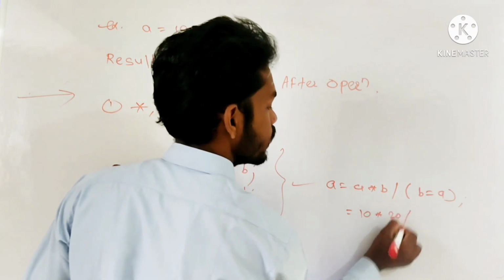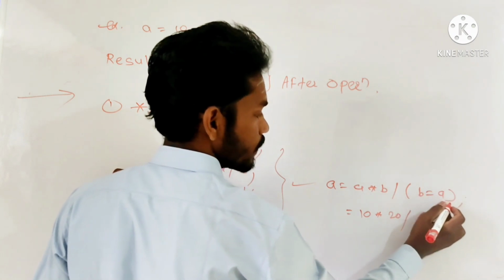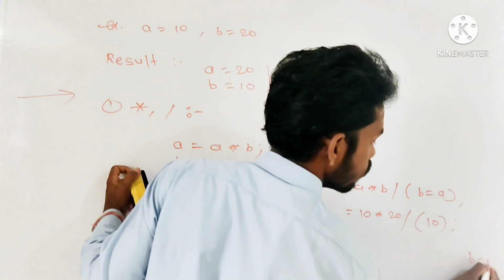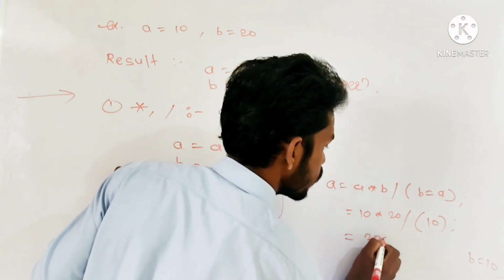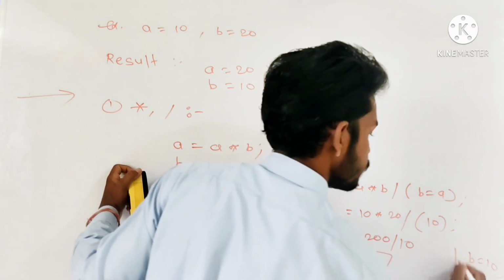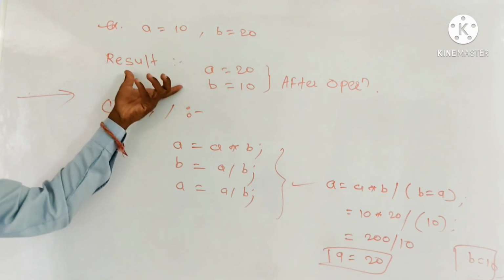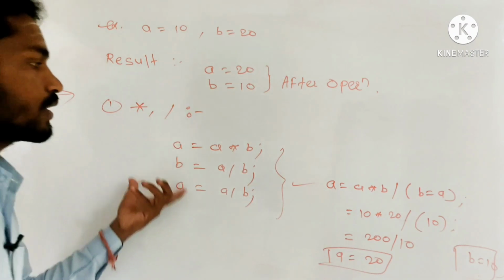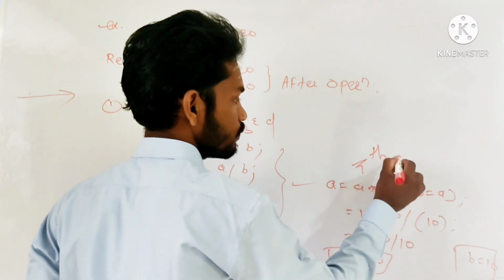Here, 10 into 20 divided by the content of b. The content of A is copied into the variable B, so now b becomes 10. 10 into 20 is 200, divided by 10 is 20. Like that you can write the solution of these questions using the multiplication and division operators. This is the third solution, this is the fourth solution.